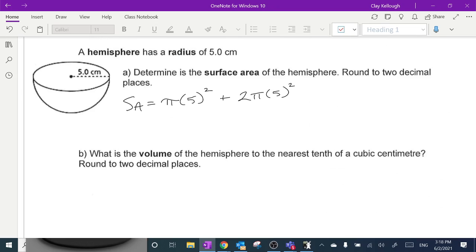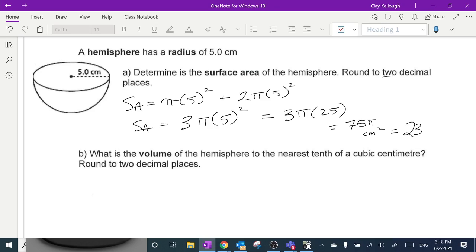So there we go. That would have made my life easier, wouldn't it? So this is 3 times pi times 5 squared, which is 3 times pi times 25, or 75 pi. So there's my answer, 75 pi centimeters squared, but we want 2 decimal places, so I go to the calculator and I go 75 times shift pi equals 235.62 square centimeters.